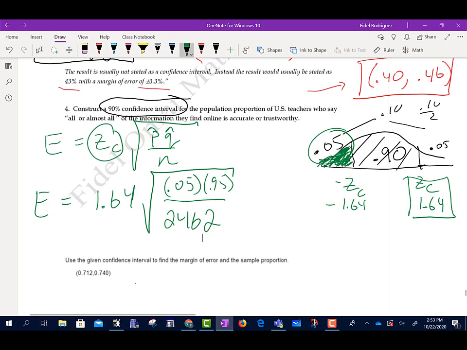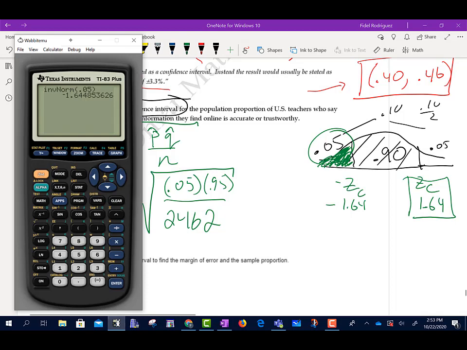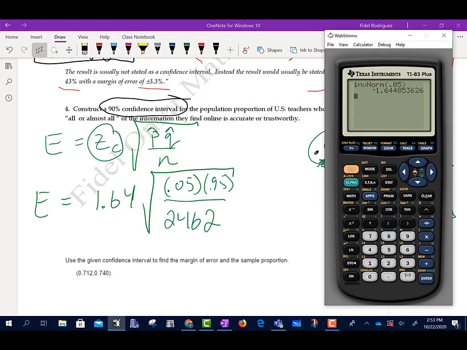Okay, so now we're going to find our error. I'm going to do this on my calculator again. Let me clear this out for y'all. And I'm going to enter it in again exactly as I see it. So I see 1.64 times second square root, right? And I'm going to type in what I see there. I see 0.05 times 0.95 divided by 2462. Close off my parentheses, hit enter, and I'm coming up with 0.007 is the number that I'm coming up with here.